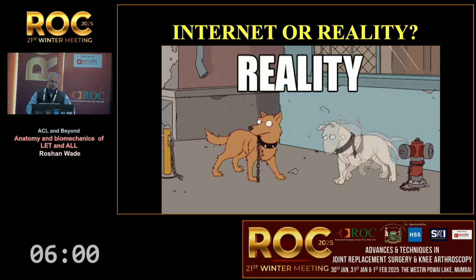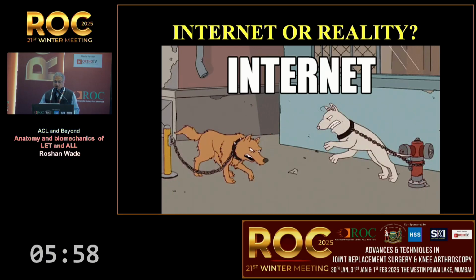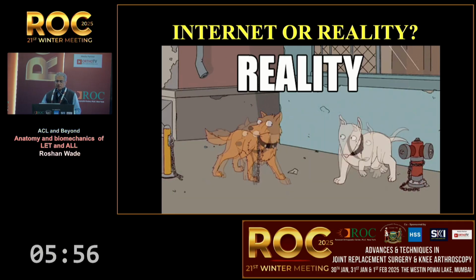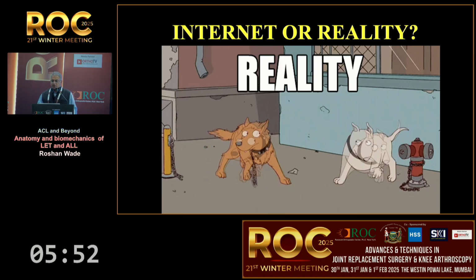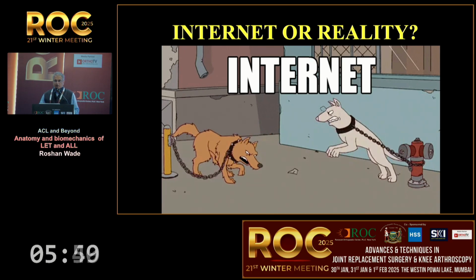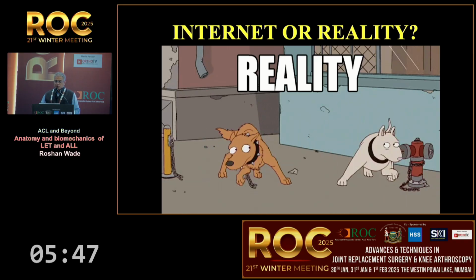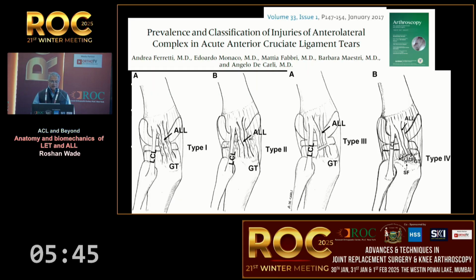So whether it's a fact or reality, one has to find out. We have done a lot of internet research, and we found that in certain papers there is a conflict of interest, and there are different groups which propose each other's theory as a wrong theory. The first description of the lateral laxity and the anterolateral complex injury came from Andrea Ferretti. It is a classical example where he described type 1, type 2, and type 3, and the type 4 lesion is a Segond type of avulsion.